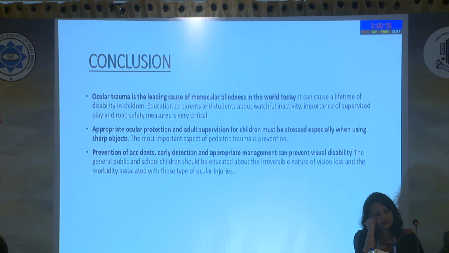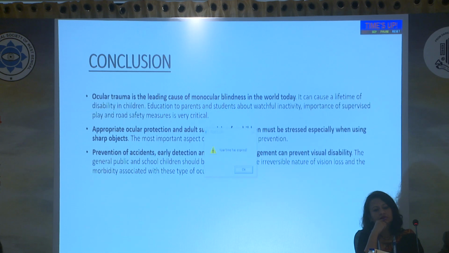Coming to the conclusion, ocular trauma is a leading cause of ocular blindness in the world today. It causes a lifetime disability in the children. Education to the parents and students about watchful activity, importance of supervised play, and the road safety measures is very critical. Appropriate ocular protection and adult supervision for children must be stressed, especially when using sharp objects. Prevention of accidents and the early detection and management can prevent visual disability.